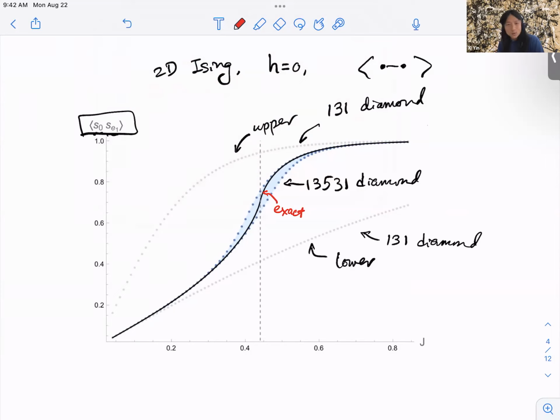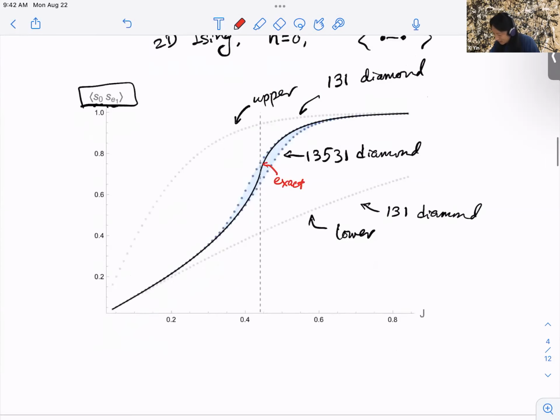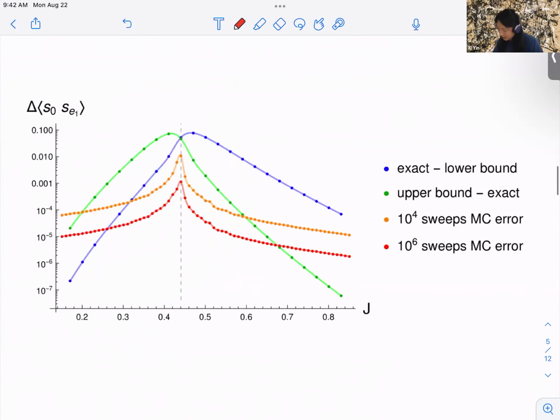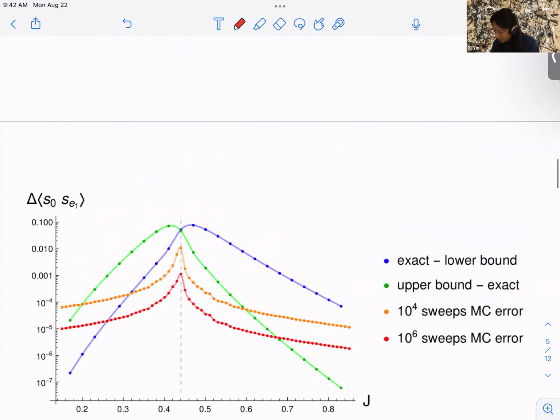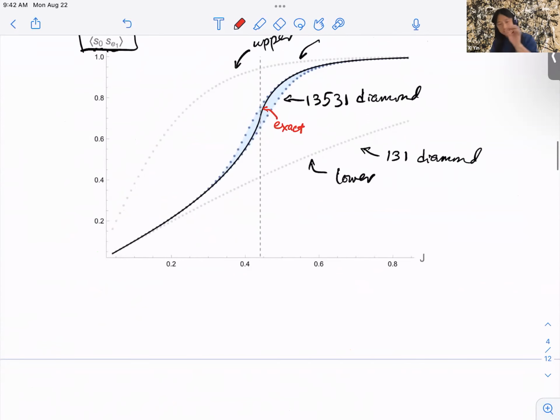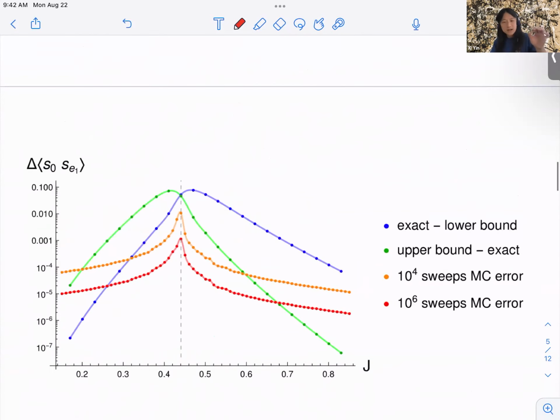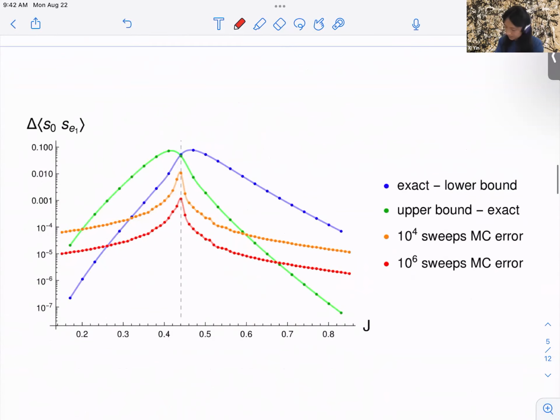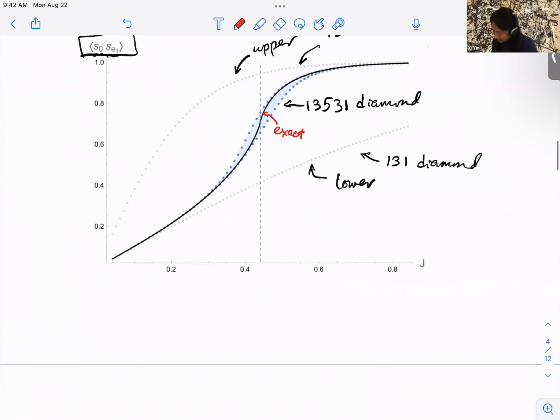In fact, because it's kind of hard to see how big a difference is, to quantify this, here we can see a plot of the actual difference. So let me unpack this a bit. In this plot, I'm looking at the same plot, but I'm taking the upper and lower bounds based on this 13531 diamond region, and I compare it to the exact result. So that's what I call the difference. All right. So if I compare the exact result to the lower bound, you can see that the exact result is very close to the lower bound when J is, oh, I forgot to say that this is JC.